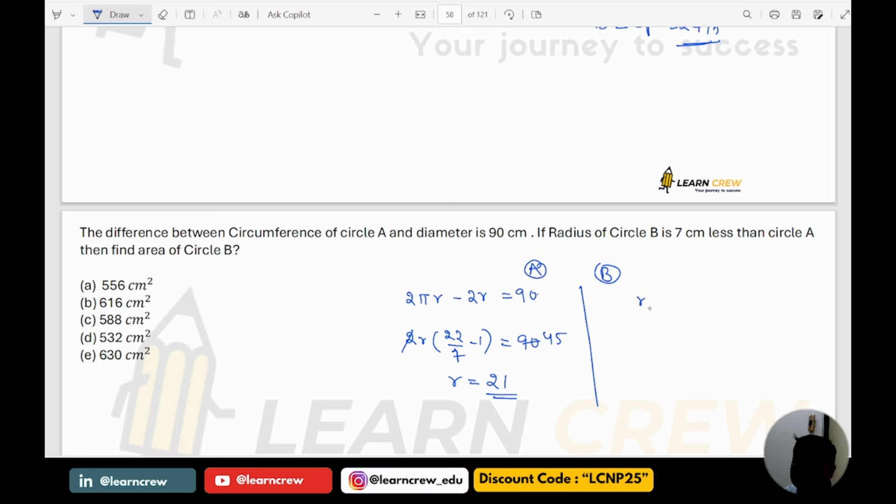The radius of B, 7 centimeter less, means 14. So the area would be pi r square. Pi r square means 22/7 into 14 into 14. So 7 twos are 14, 22 into 28, which is 616. So the answer is 616.